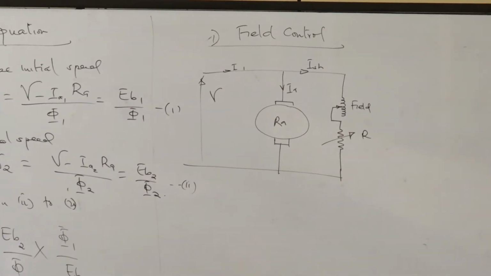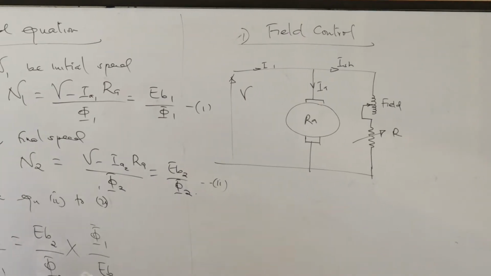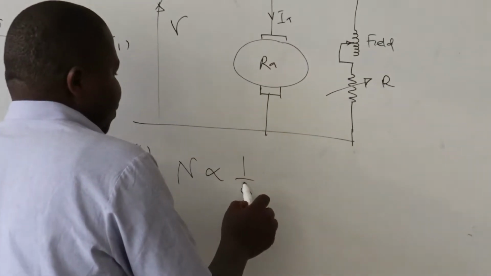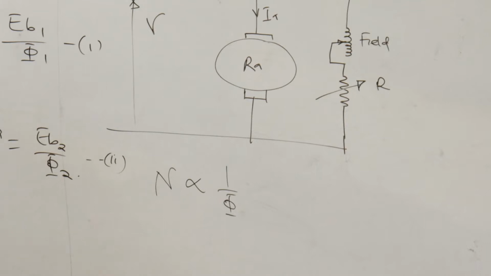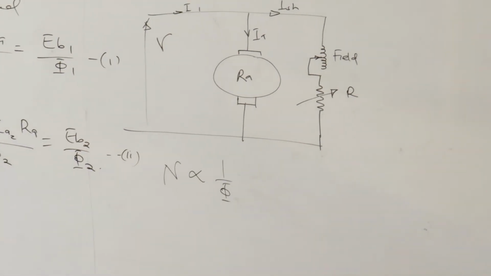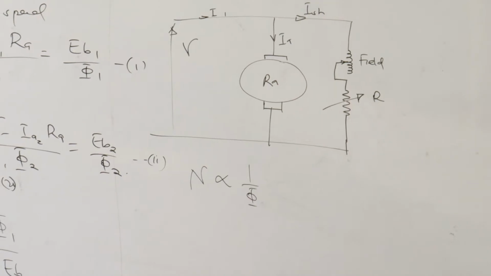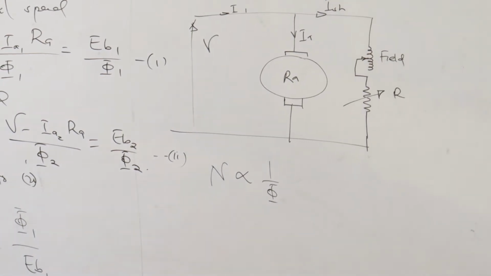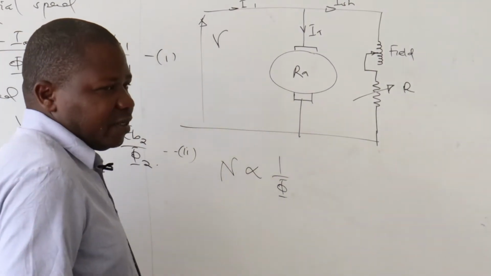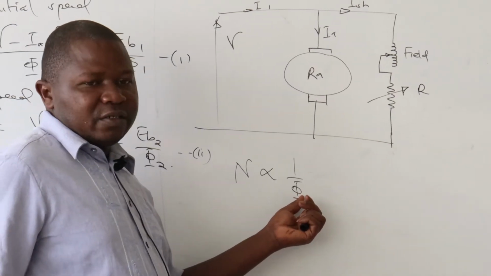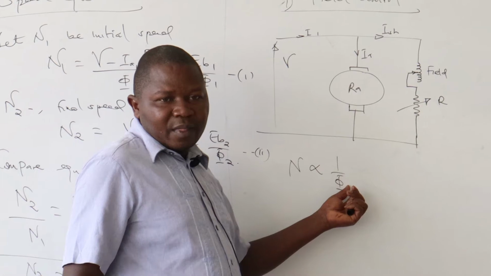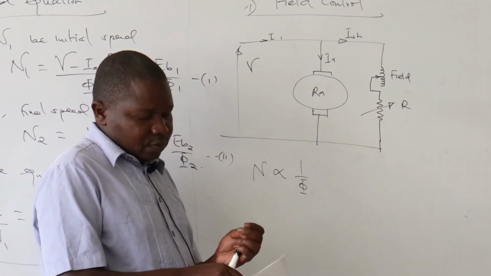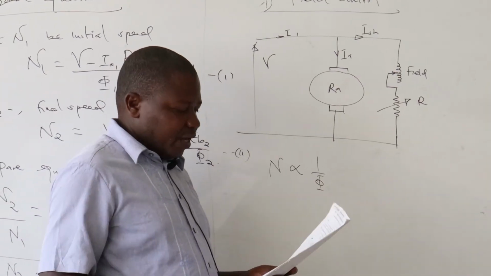So you can say, as seen, N is inversely proportional to the flux. As seen, N is inversely proportional to the what? To the flux. Write that down first. N is inversely proportional to the flux, and therefore by varying the flux, speed varies.